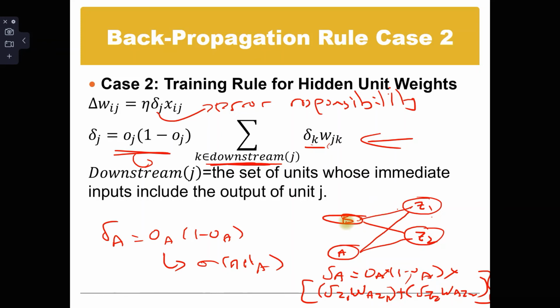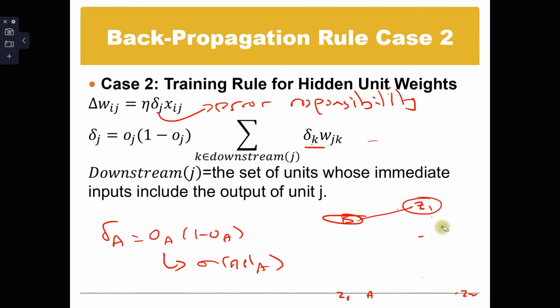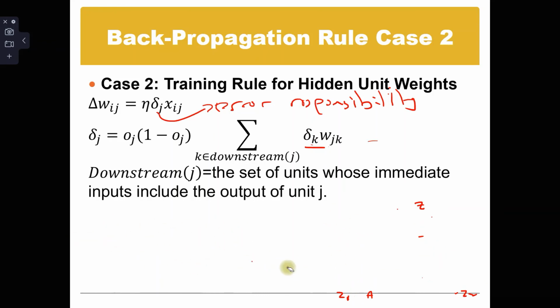But in our example, you would have observed that there is only one output node, so the sum is irrelevant in that particular context. If you have one output node, it becomes so straightforward. You will need to take Oj into 1 minus Oj times delta Z into WAZ, as simple as that. So let's start determining this delta A, delta B, and so on. Let me just write it down here so that you can follow it clearly.